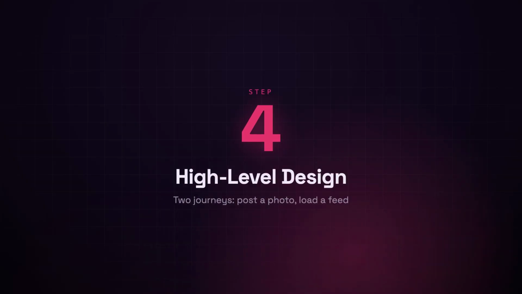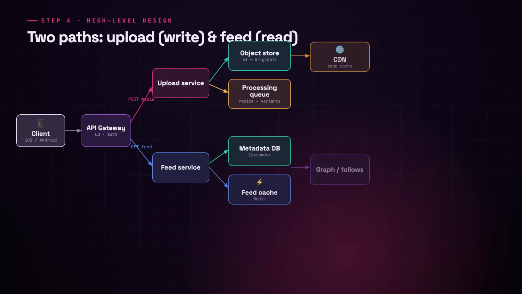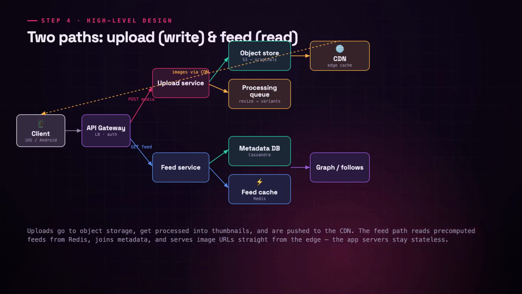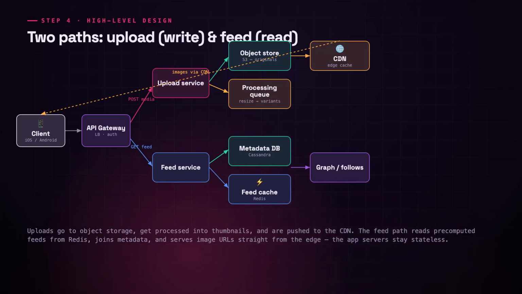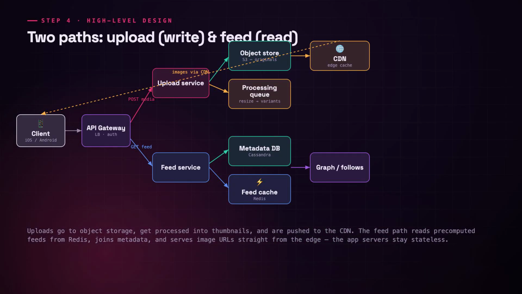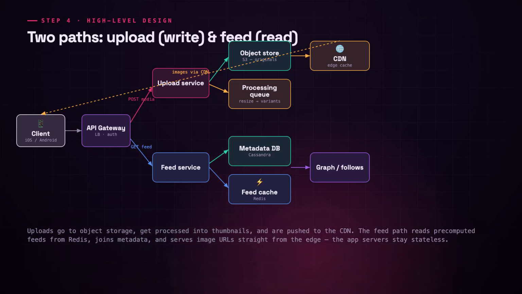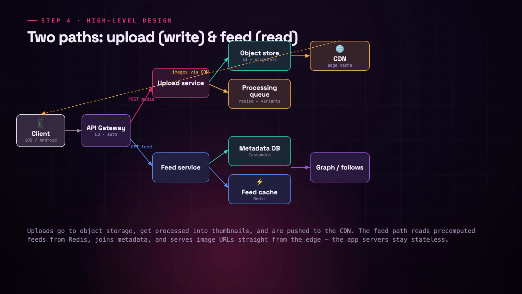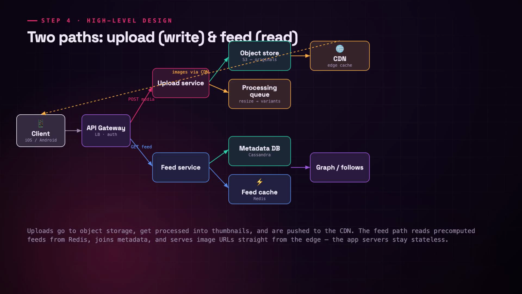Step 4, the high-level design. Now let's draw the architecture, following the 2 journeys that matter: posting a photo and loading a feed. Here's the whole system in one picture, and notice it splits into 2 paths. The write path, when you post, goes through the gateway to an upload service, which stores the original in object storage like S3, kicks off background processing, and pushes the result to the CDN. The read path, when you open the app, goes to a feed service that reads your pre-computed feed from Redis, joins in the metadata, and hands back image URLs. The actual images never touch our app servers, they're served straight from the CDN's edge. That separation is what lets each path scale independently and keeps the app servers completely stateless.